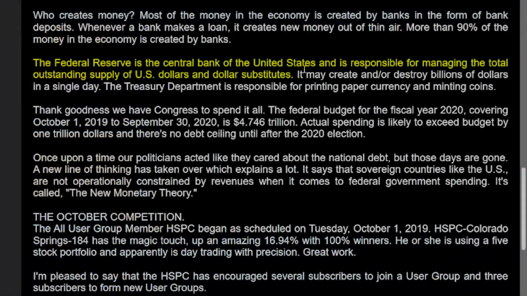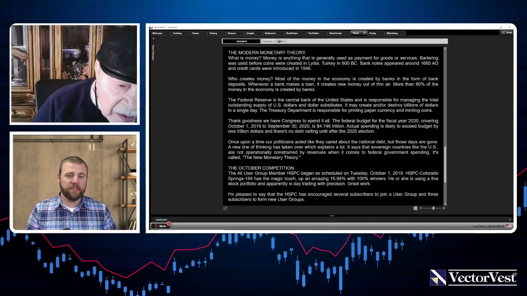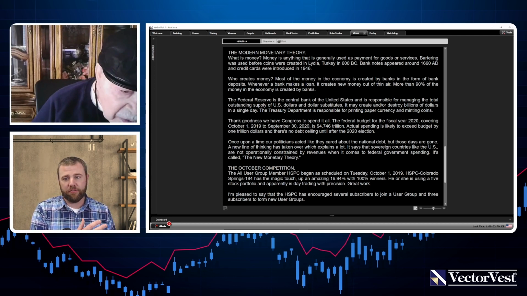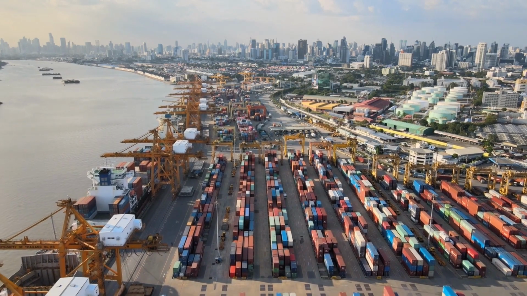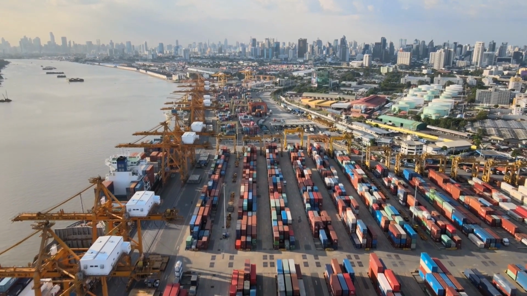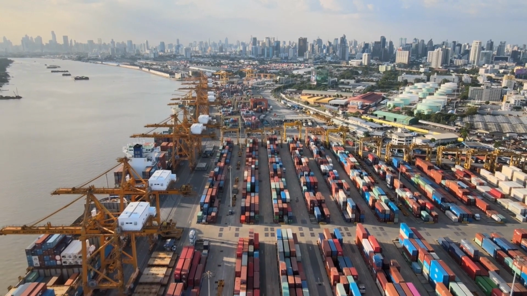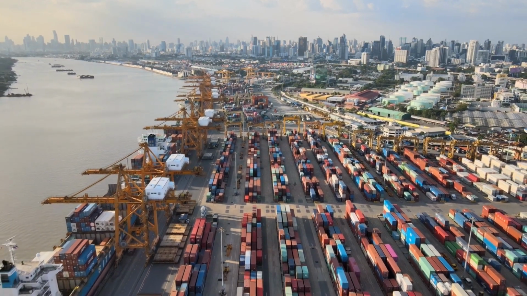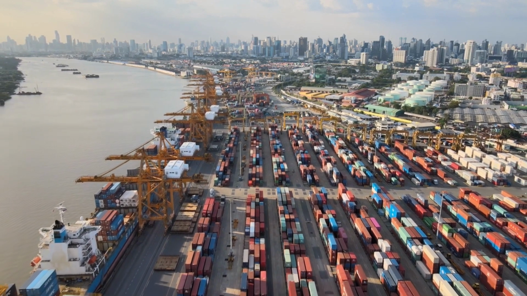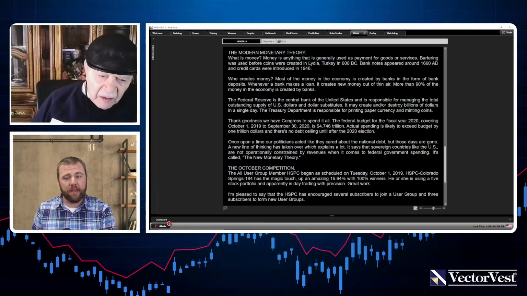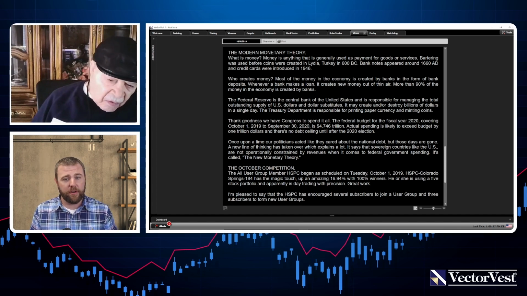So the Federal Reserve is responsible for managing the total outstanding supply of US dollars and dollar substitutes. And one step further, modern monetary policy basically states that they can create an infinite money supply as long as the demand doesn't outpace how many goods and services are out there. So all of a sudden we're seeing shortages. Demand is outpacing goods and services, and we've started seeing inflation picking up because of that, based off the modern monetary theory.